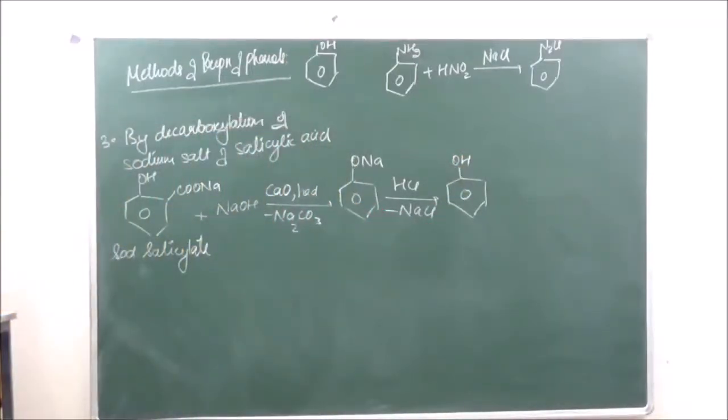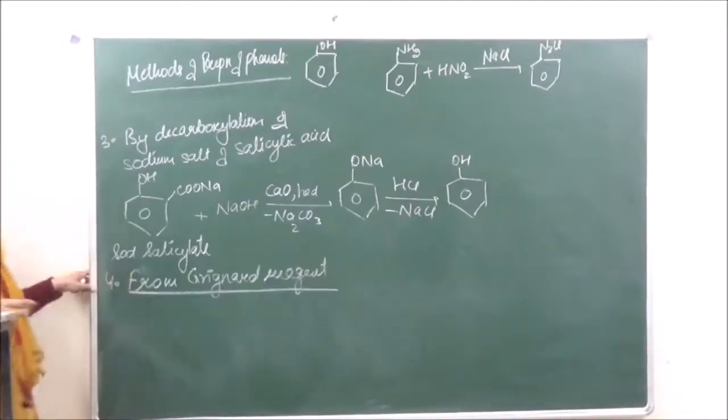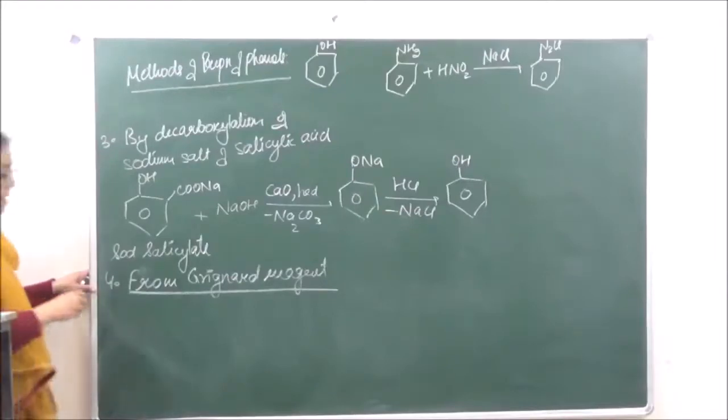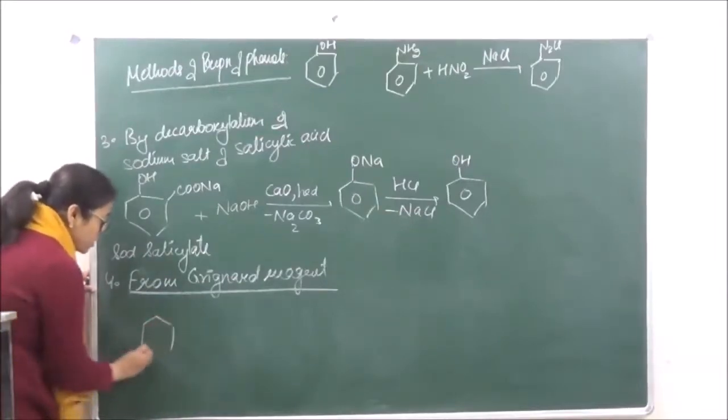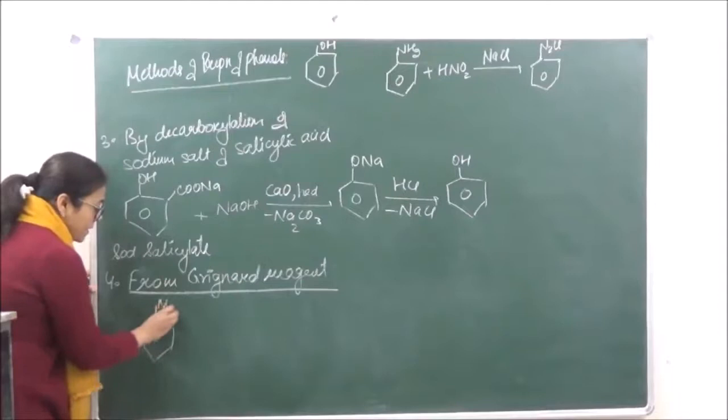Okay, then the next reaction is from Grignard reagent. Now, oxidation of Grignard reagent is done over here. This is phenyl magnesium bromide.